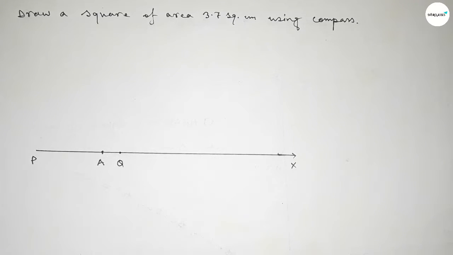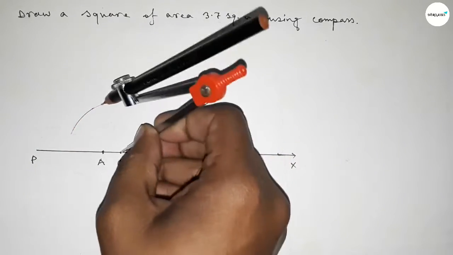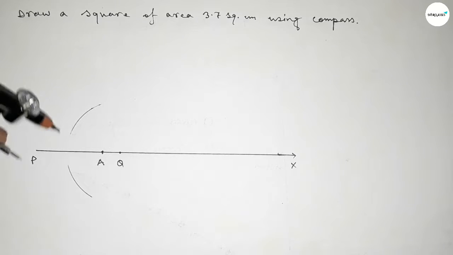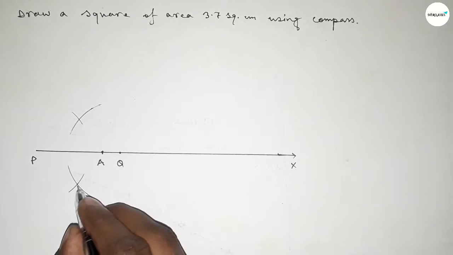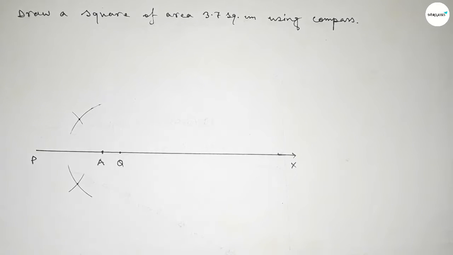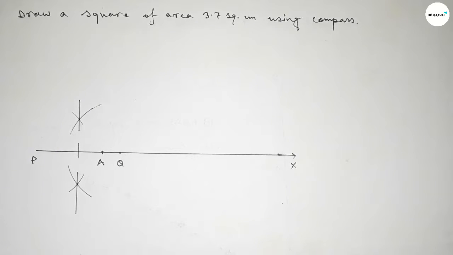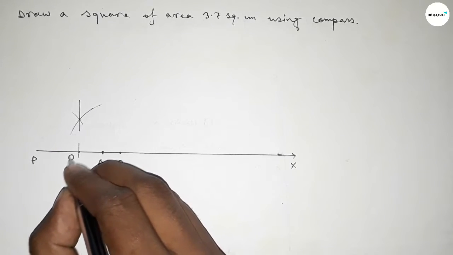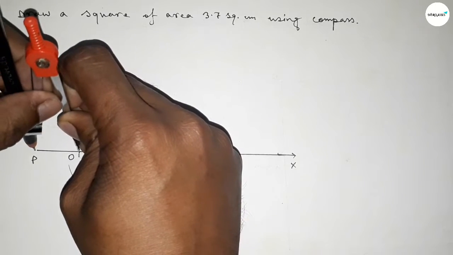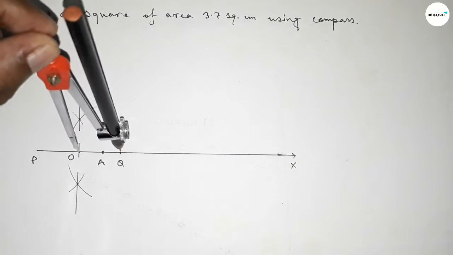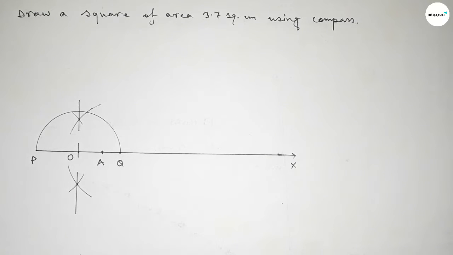So first we have to bisect the line PQ. So putting the compass on the point Q and taking greater than half of PQ and drawing an arc this way, with same length putting the compass here and cut here. So both the curves intersect at 2 points. Now joining this line, which cuts the line PX at a point, taking here point O. Now taking the length OP and OQ to draw a semicircle through the points P and Q.